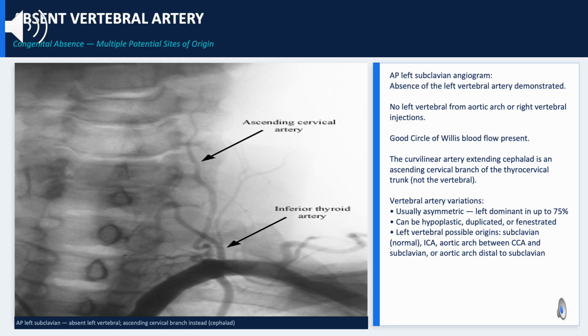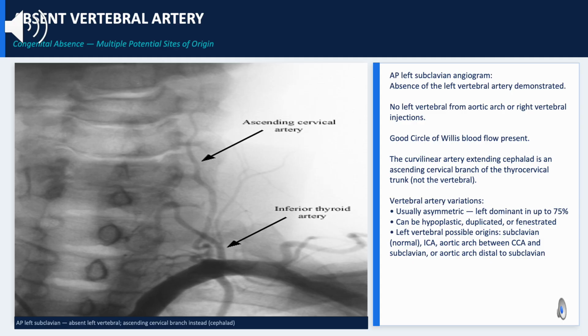The absent vertebral artery is not truly absent in most cases. The vessel is hypoplastic, terminates early, or has an anomalous origin that was not identified. The complete documentation of possible vertebral artery origins is practically useful. A vertebral artery not seen arising from the subclavian may arise directly from the aortic arch between the common carotid and subclavian, or distal to the subclavian.